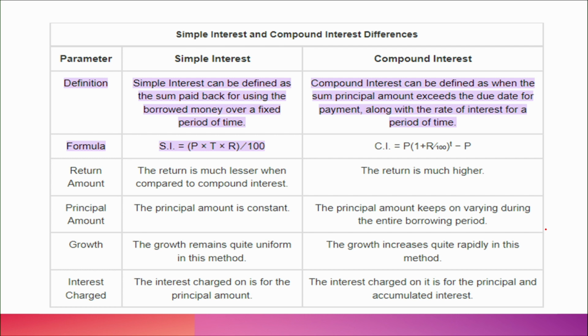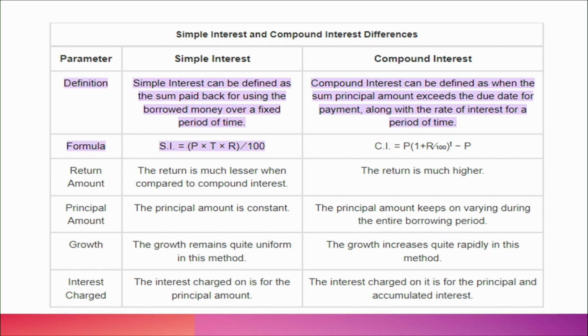And the return amount, the return is much lesser when compared with compound. When you compare the compound interest amount and the simple interest amount, the simple interest amount will be lower. Here the interest is much higher. The principal amount is constant throughout the tenure, the term of the loan, but in compound interest the principal amount keeps on varying during the entire borrowing period. So, every year the principal amount will change.